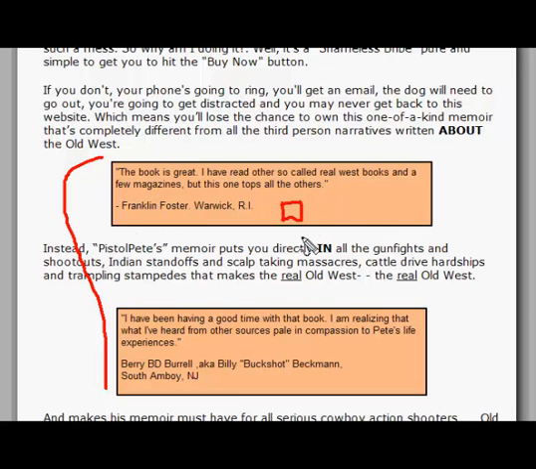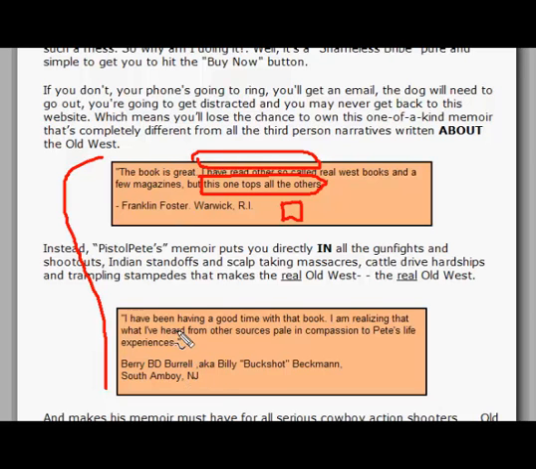To also help the testimonial be easier to read by those who are going to be reading. Later, it's good to pull out a small quote from the testimonial and use that as a headline. This is a short one: "This book is great. I have read so-called real Western books and a few magazines, but this one tops them all." You can pull that out, and that would be the headline for this testimonial.